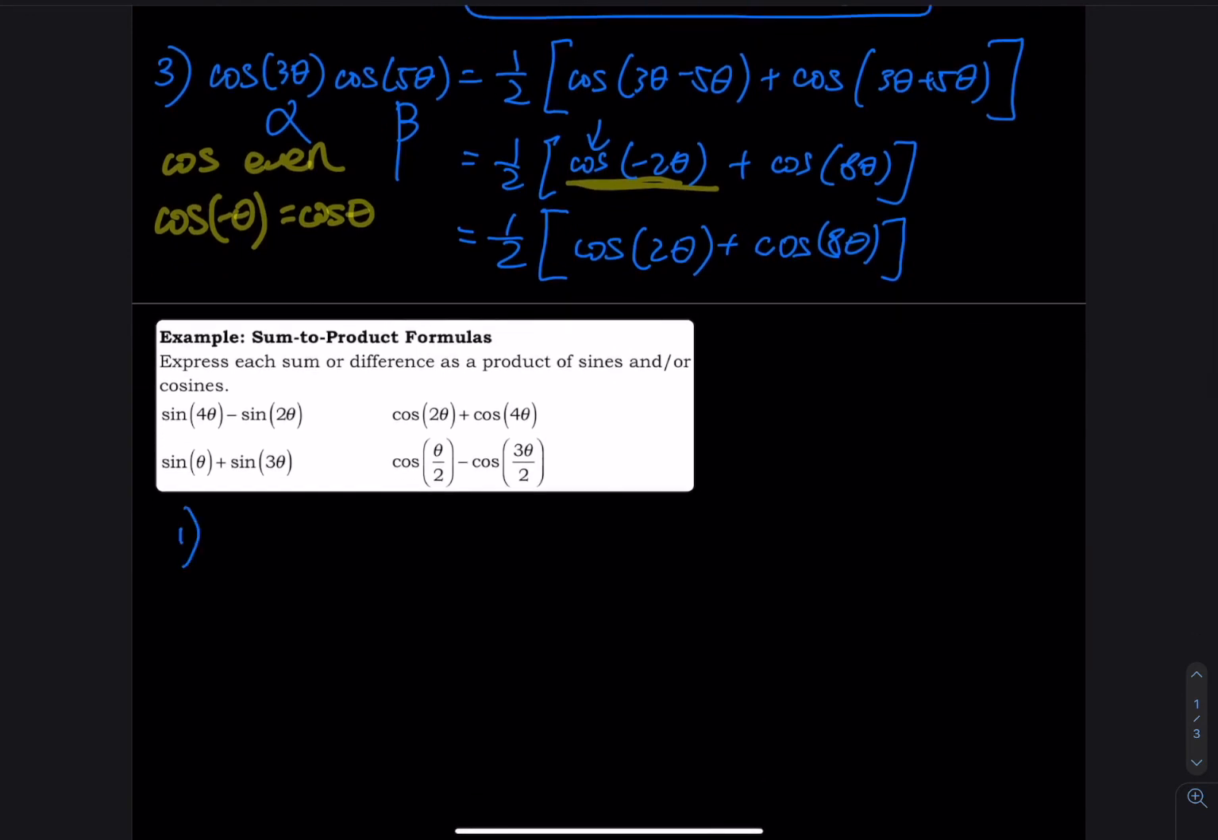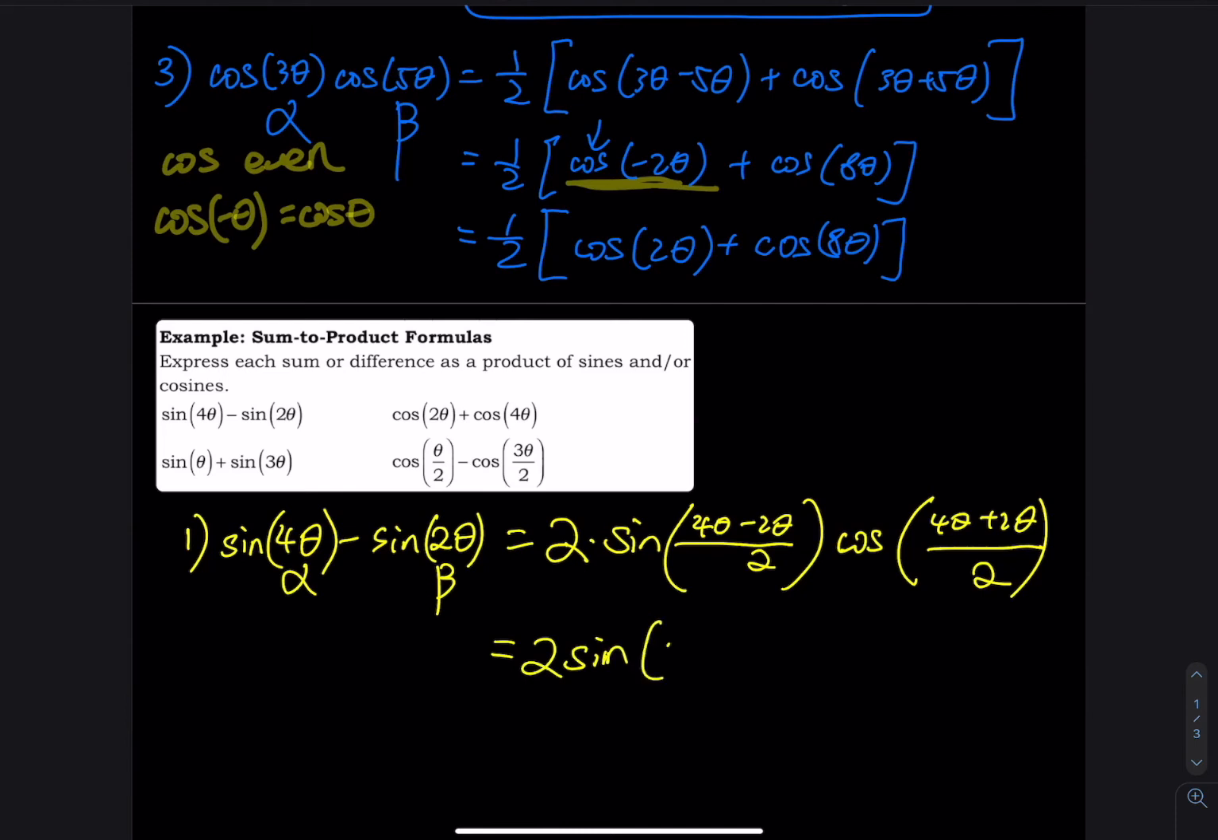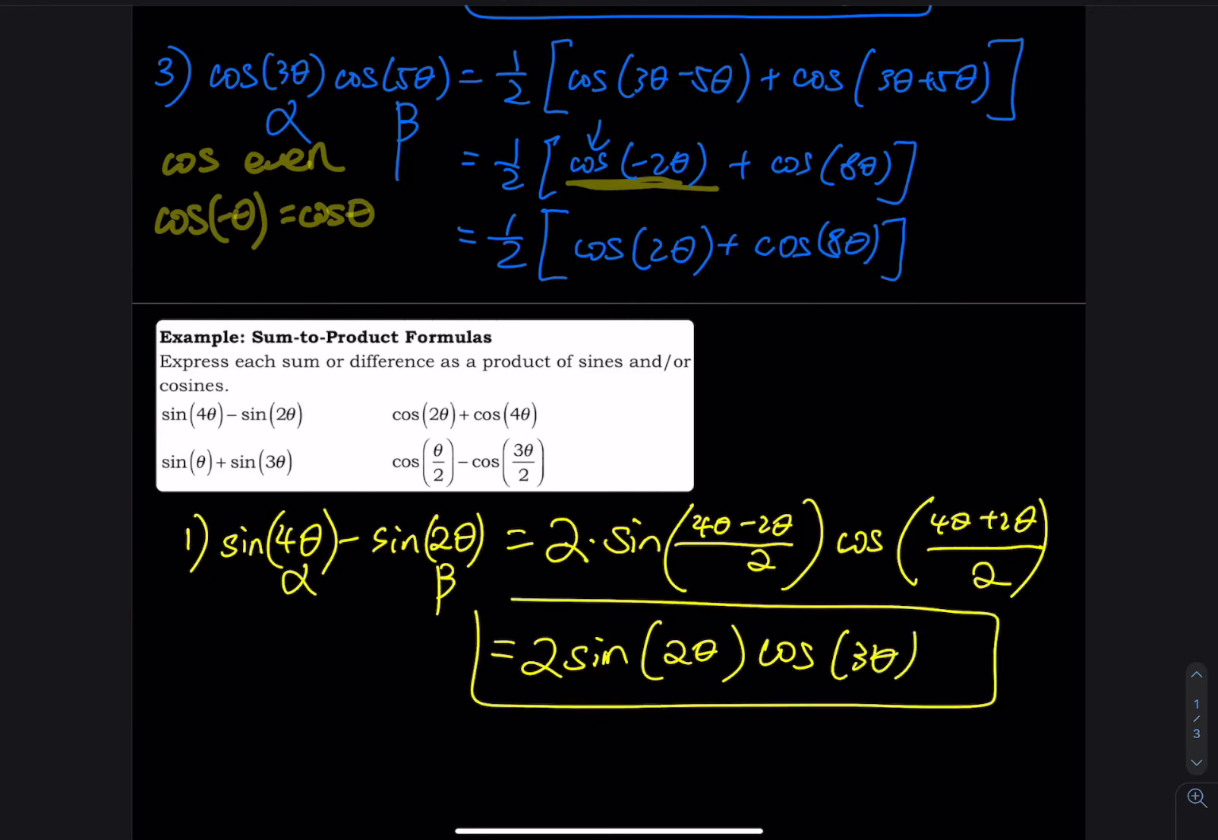Number 1, let's change colors for this. Number 1, we have a sine of 4 theta minus sine of 2 theta. Use parenthesis. Which formula should we use? This is alpha, this is beta. So look at the formulas you just wrote. That is equal to 2 times sine of (alpha minus beta) divided by 2, and then cosine of (alpha plus beta) divided by 2, and then you clean up the math. So that is sine of 2 theta, and then cosine, 6 divided by 2 is 3. There you go. That is the final answer.